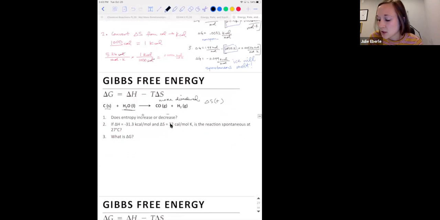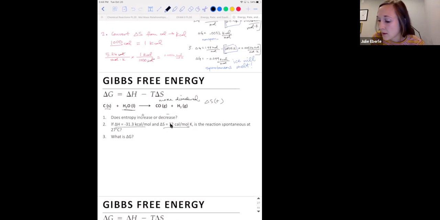Okay, second question says if delta H is negative 31.3 kcal per mole and delta S is positive 32 calories per mole Kelvin, is the reaction spontaneous at 27 degrees Celsius? It's not necessarily asking us to calculate delta G just yet. Remember, we can go look at the table.